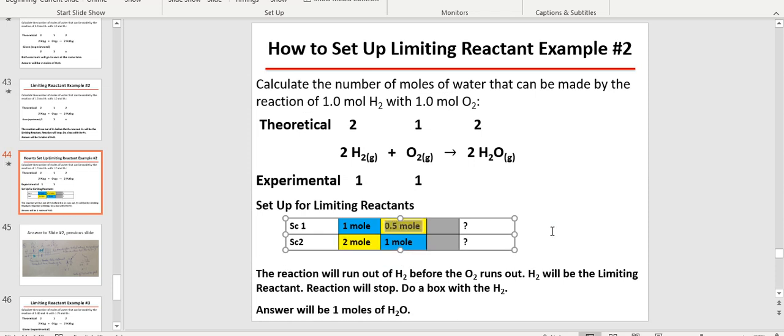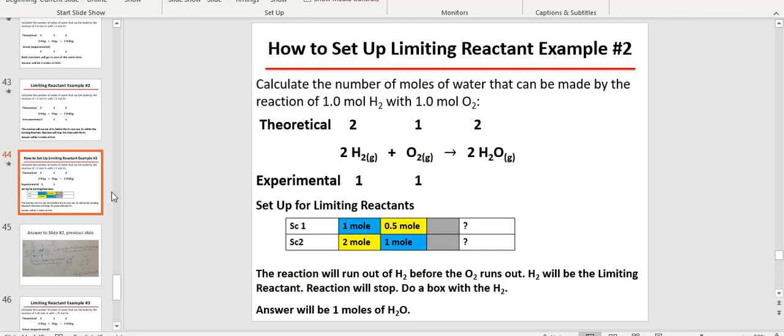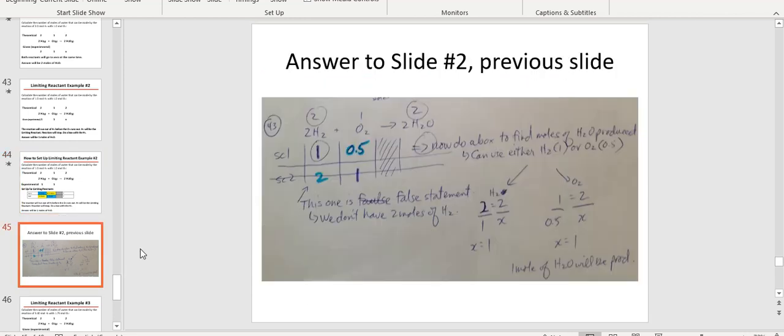There we go. Let's have a look here. And this is the answer to this guy here. Okay, and what I've done is it's the exact same question as slide 44.